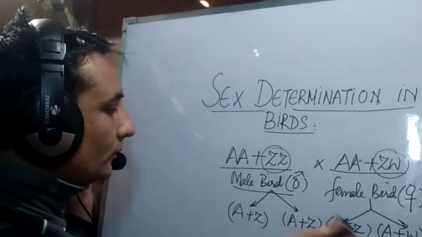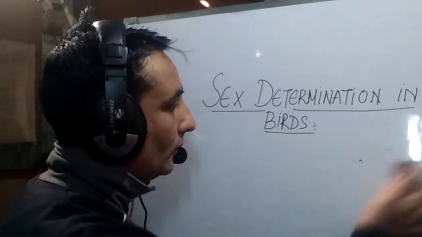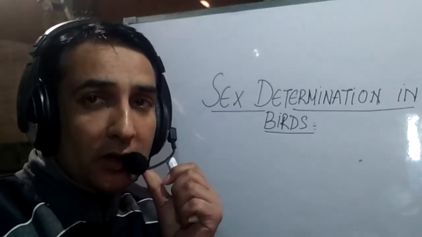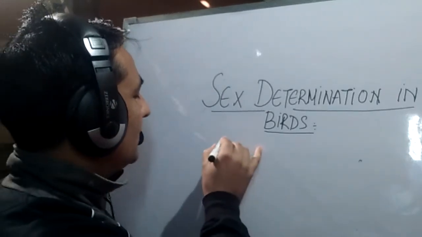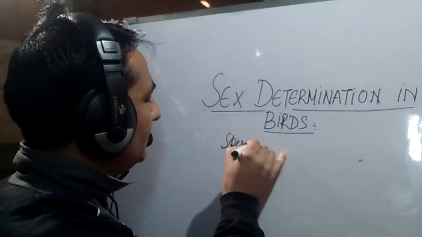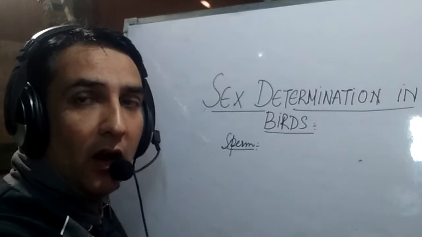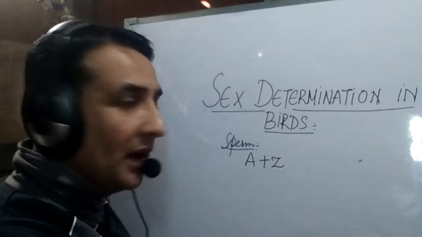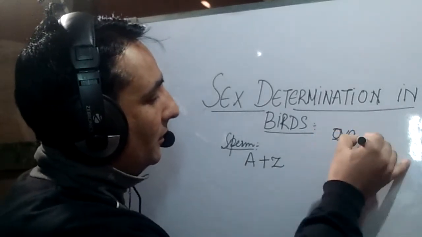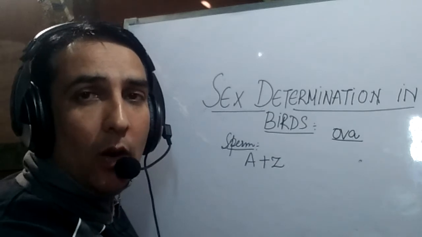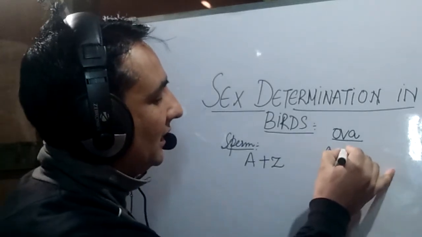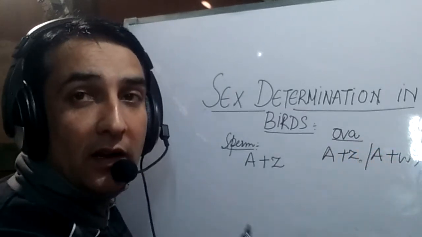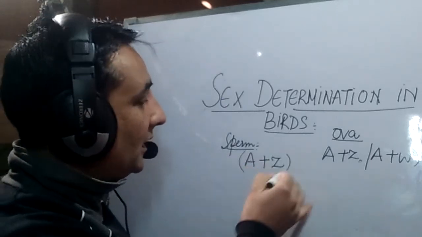Now the question arises that if we see the spermatozoa in case of the birds, all the spermatozoa are of the same type, that's A plus Z. Now if we see the ova in case of the female birds, the ova will be of two types, that's A plus Z and A plus W. So there are two types of ova, it is digamety. One type of sperm, it is monogamety.